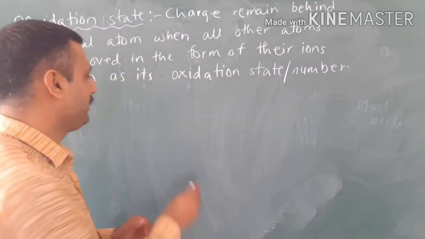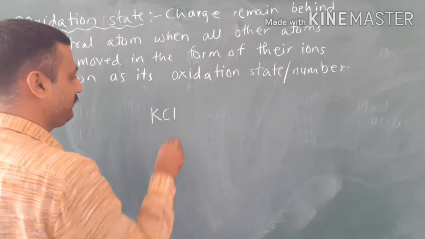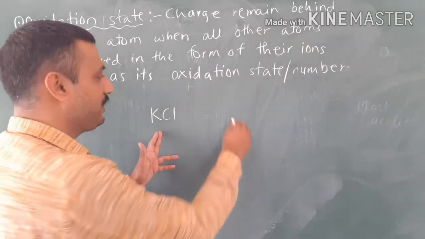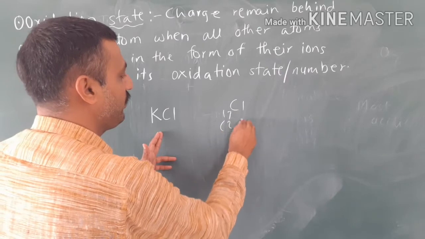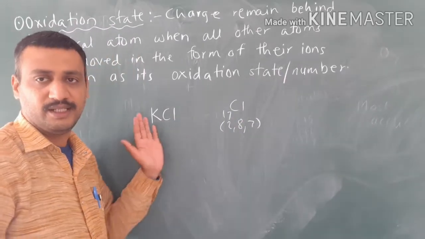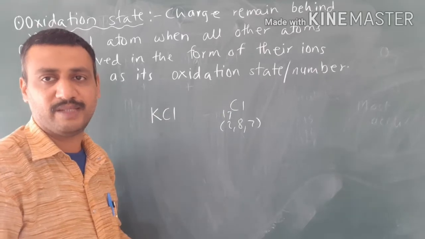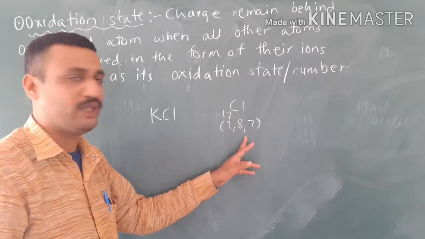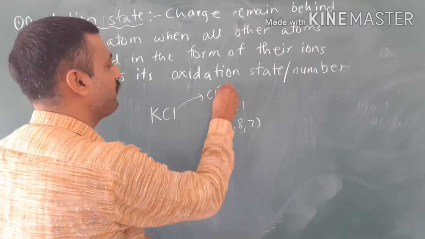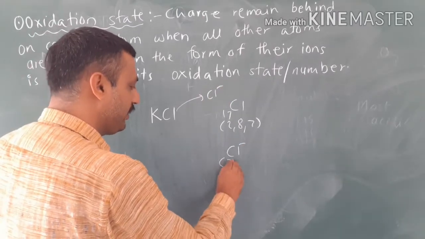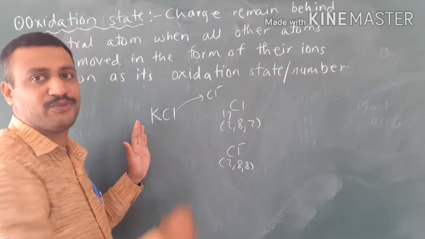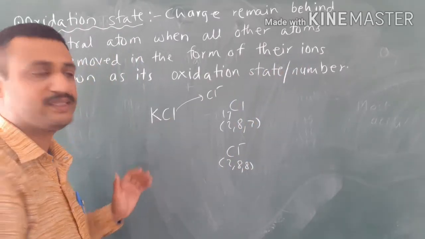For example, suppose we are talking about KCl, and in this KCl, the Cl is removed. We know that chlorine has atomic number 17 and electronic configuration 2, 8, 7. So chlorine alone will not come out from this KCl molecule, because lone chlorine is unstable. So chlorine will be removed in the form of chloride ion, which is 2, 8, 8. So whenever Cl minus is removed from KCl, what remains here?